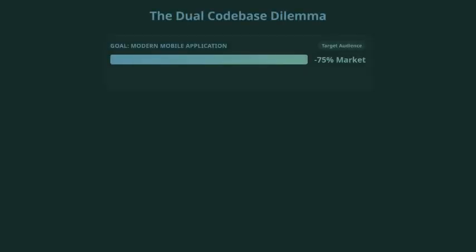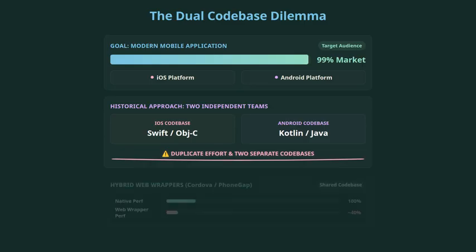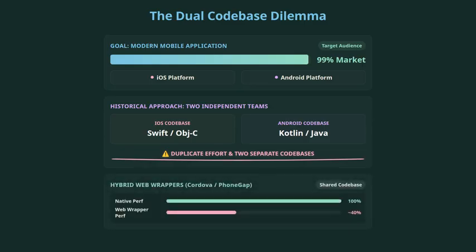Imagine you are building a modern mobile application. To reach 99% of the market, you must release on both Apple's iOS and Google's Android platforms. This historically meant hiring two separate engineering teams to write the exact same application twice, once in Swift for iOS and once in Kotlin for Android. Or you used hybrid web-based wrappers like Cordova or bridge-based frameworks like React Native.